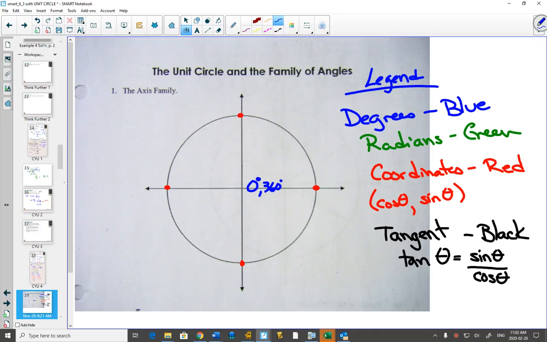And at this point at the top, you would have, in standard position, gone 90 degrees. This point over here, in standard position, that would be 180 degrees. And the one at the bottom, 270 degrees.